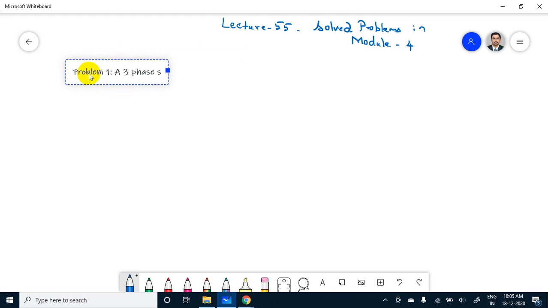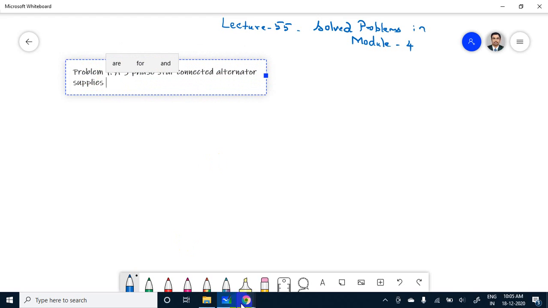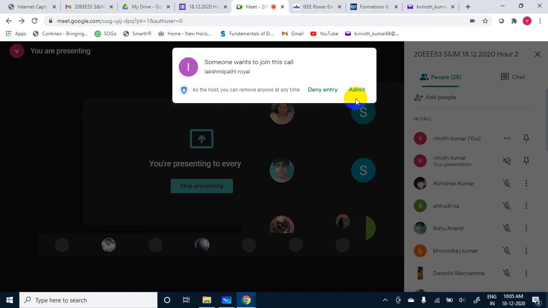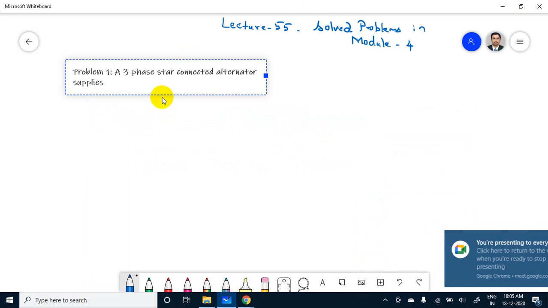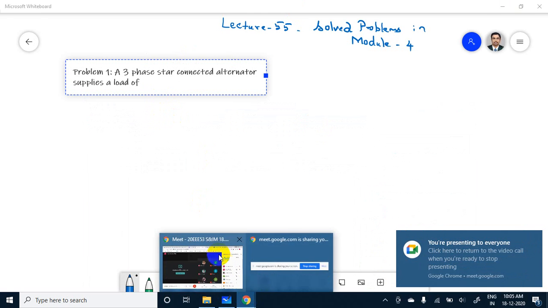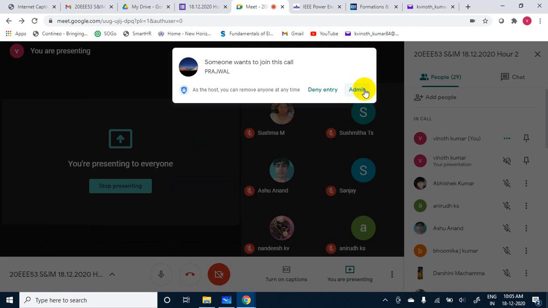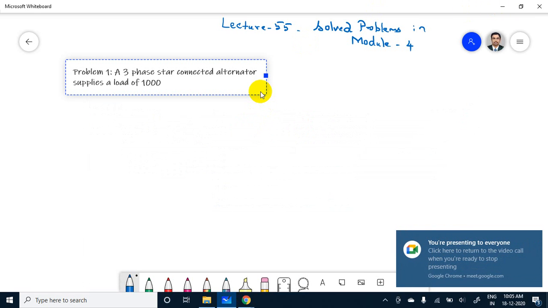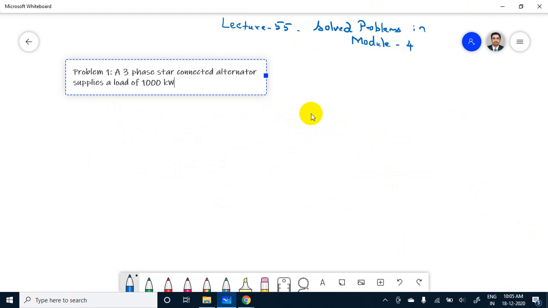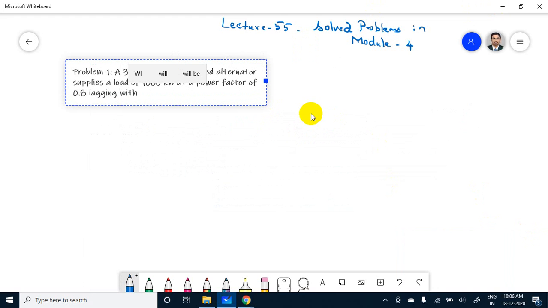A three-phase star connected alternator supplies a load of 1000 kilowatt at a power factor of 0.8 lagging with a terminal voltage of 11 kilovolt.